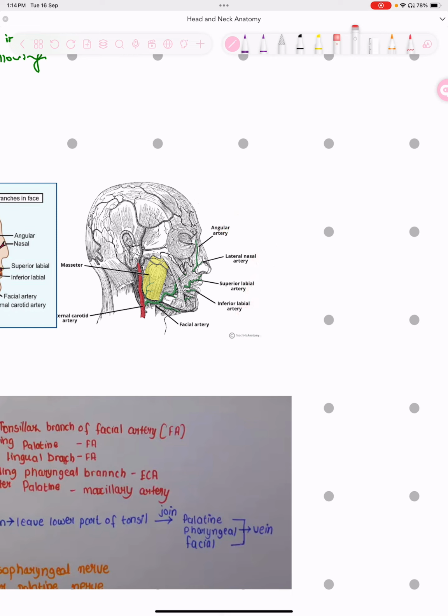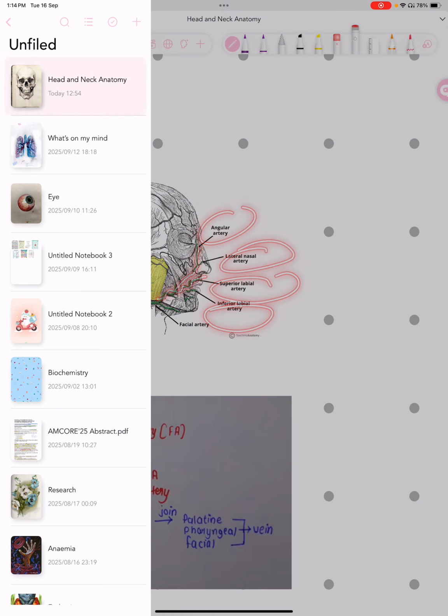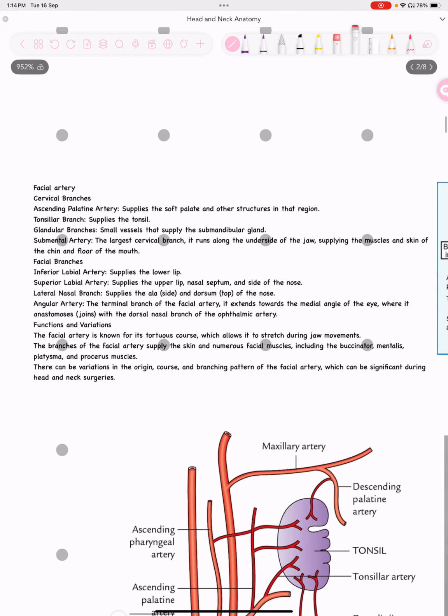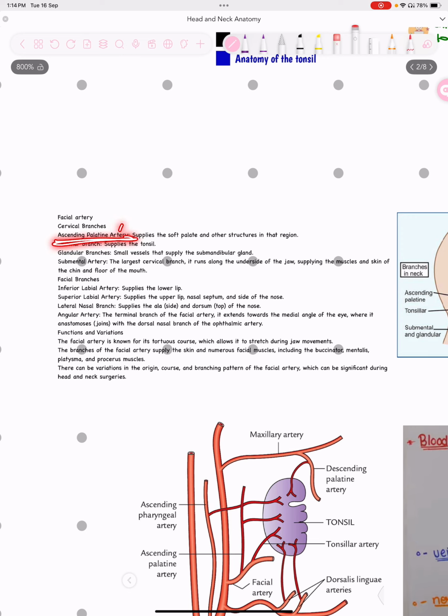So there's external carotid artery, right? It has a few branches, and remember I told you it winds around and comes in front of the mandible, and it is very highly tortuous. See here also you can see how tortuous it is. So facially it has four branches: angular artery, lateral nasal, superior labial, inferior labial. And its cervical branches are ascending palatine artery. Remember, it was an additional source of blood supply. Then it has tonsillar branch, the main blood supply of the tonsil, glandular branch, which gives blood to the submandibular gland, and submental artery, larger cervical branch.